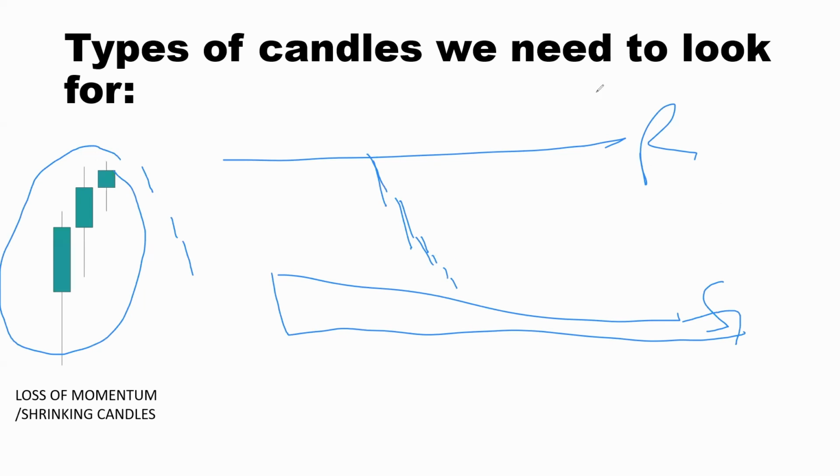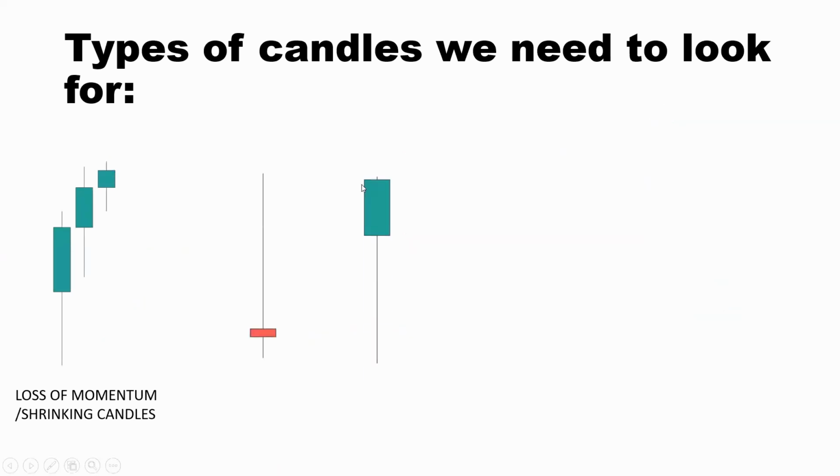Now let's continue. Let's move to the second type of candles. Now the second type of candles are these. Mostly you've looked at these ones. Some of you call them pin bars. Some of you call them hammers and all that. But these candles are actually called rejecting candles, or what most people call long wick candles.